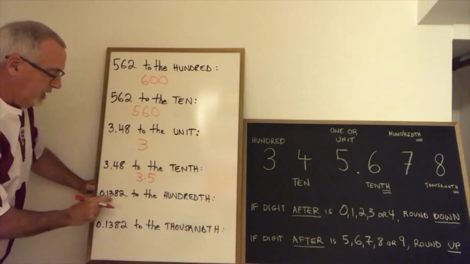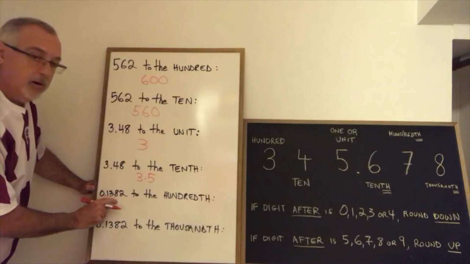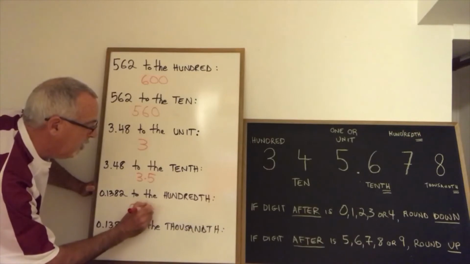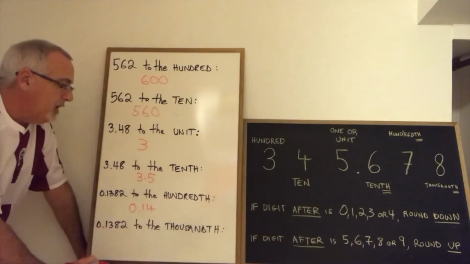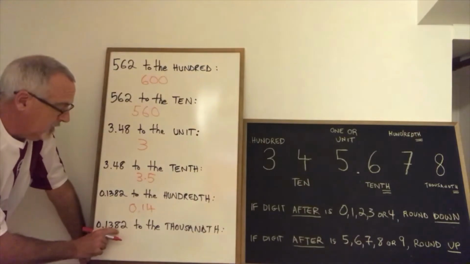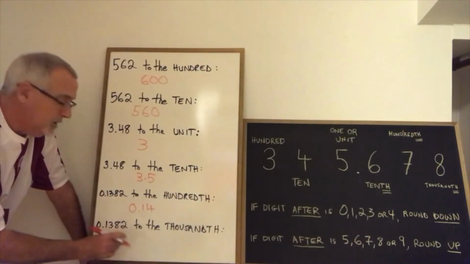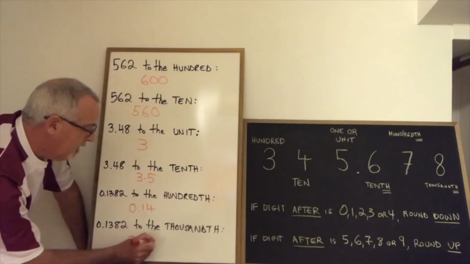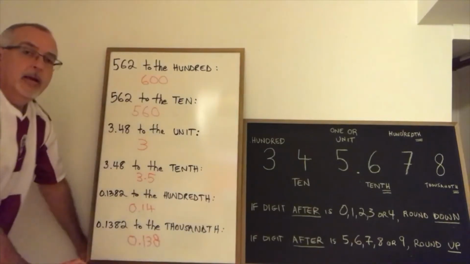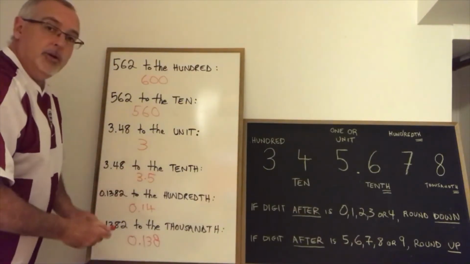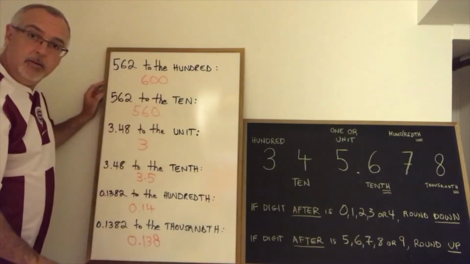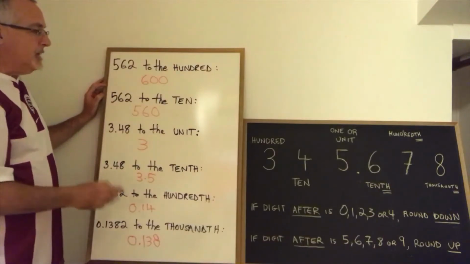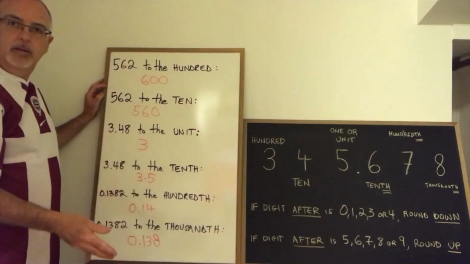0.1382 to the hundredth. The 3 is in the hundredth position, the number after it is an 8, so I round up, and I have 0.14. And 0.1382 to the thousandth. The thousandth is the 8, and the number after it is a 2, so I round down, and my answer is 0.138. Now, if you'll be patient, I'm going to make a few more examples on this whiteboard, and then we'll go into some examples that include some things that are a little bit more complicated.